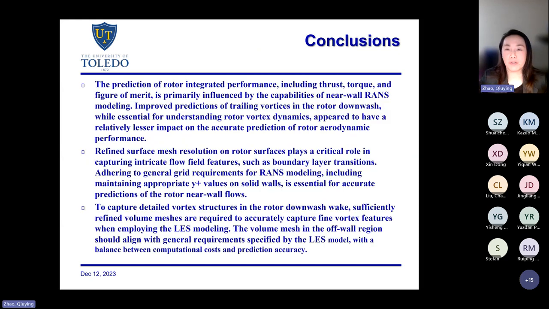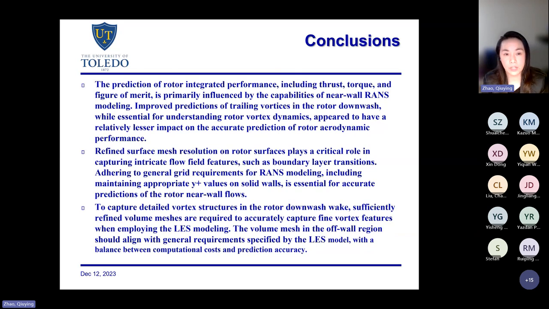Now we come to the conclusion. We performed hybrid simulations, mainly using the LES method, to predict the isolated rotor and installed rotor, and we carried out grid resolution studies. We have the following conclusions.